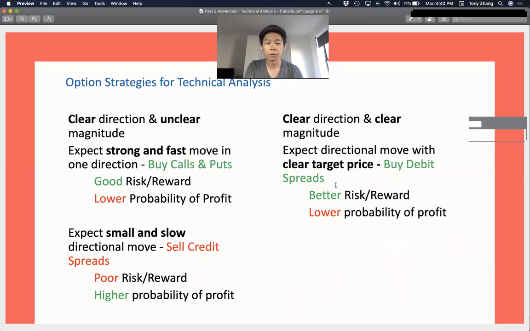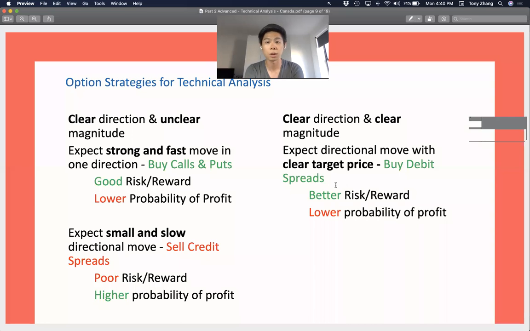So before I move on, does everyone understand these three strategies? Buying a call or put, selling a credit spread, and buying a debit spread? Please type 1 into the chat window if you understand it. Please type 2 if you're not familiar with these strategies. I just want to get a sense for the audience here in the room. Okay, I see a lot of 1s. I also see a handful of 2s.